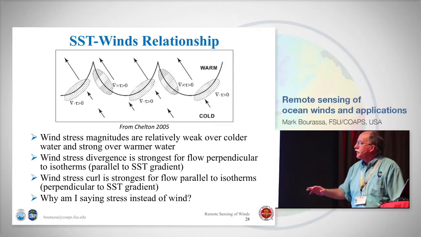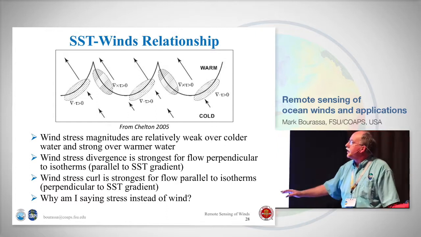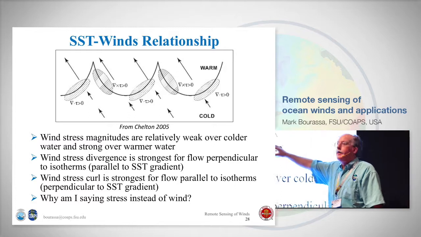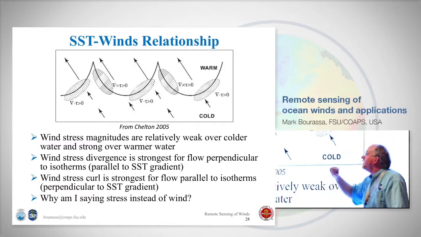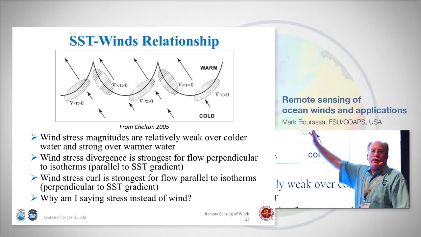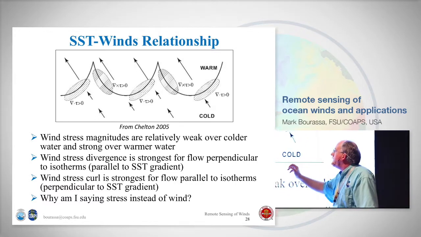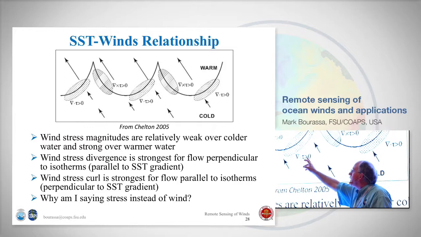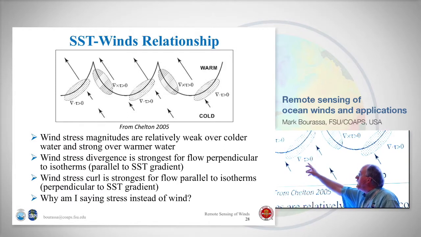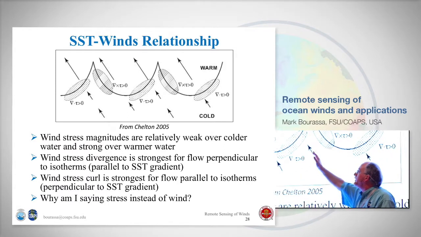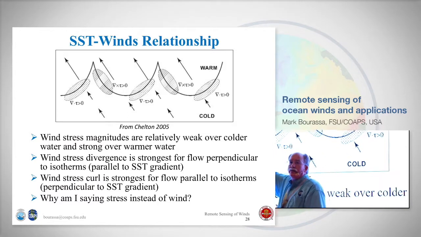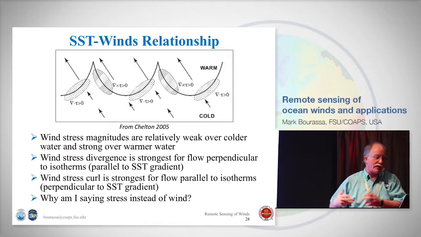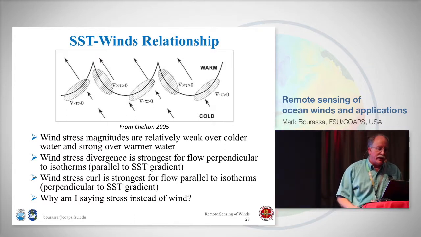You've seen Dudley Chelton and Larry O'Neill and many others talking about sea surface temperature fronts. So this is cold water here, warmer water up here. Winds blow across fronts all the time. And in some places, the divergence changes because of it if it's coming perpendicular, and if it's moving parallel to the front, the curl changes. And that has a big impact then on the ocean response, of course, as well.